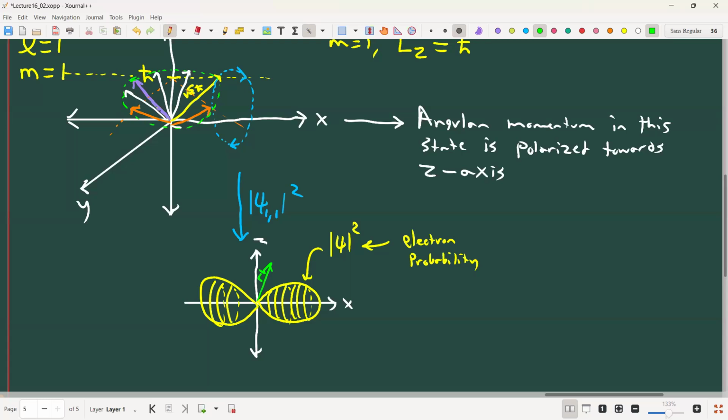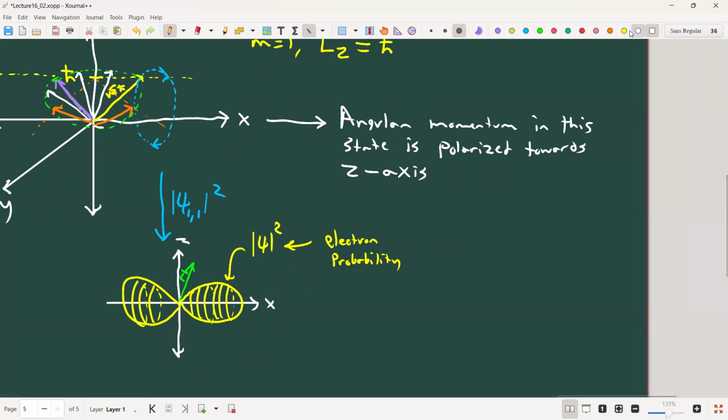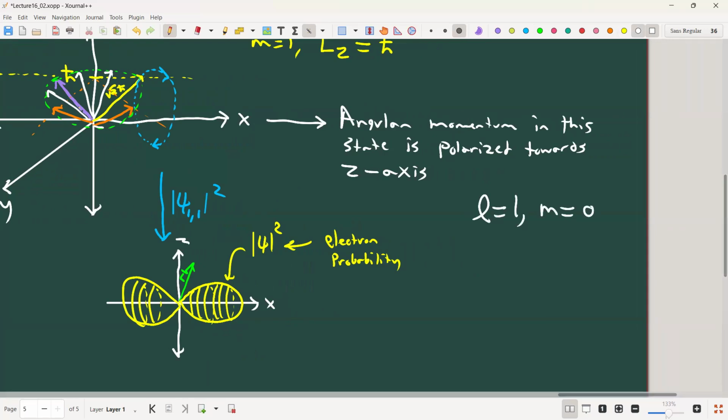All right, so let's look at one more example, just to drive this point home really quickly. Let's look at L equals 1 and M equals 0. That's something that has no z component.